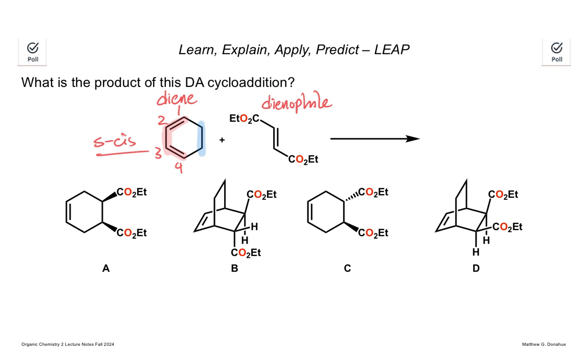So I'll walk you through some of the wrong answers, and then we'll get to the right answer. So A cannot be correct because it doesn't have those two extra carbons that I highlighted in blue. Another reason is the dienophile has the E or trans geometry. So when you see those in the product, they have to be on opposite sides, a wedge and a dash.